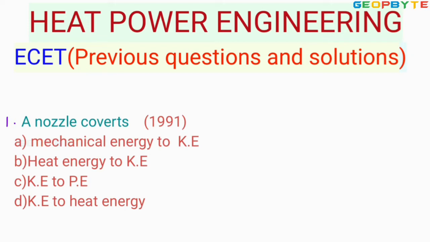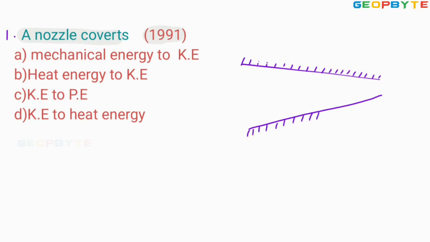Look at the very first problem, which is given in 1991. A nozzle converts... You know, the nozzle may be looking like this. This is one of the simplest nozzles, called a converging nozzle. Generally, nozzles are perfectly insulated, therefore the flow of the steam in the nozzle is adiabatic or reversible adiabatic.